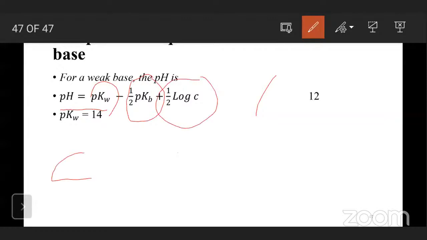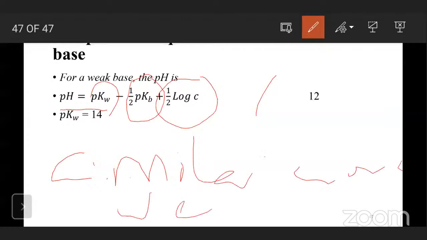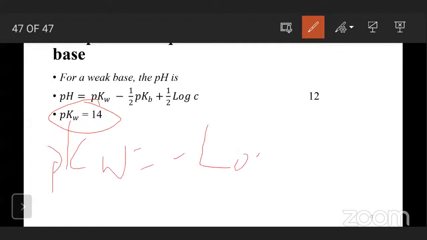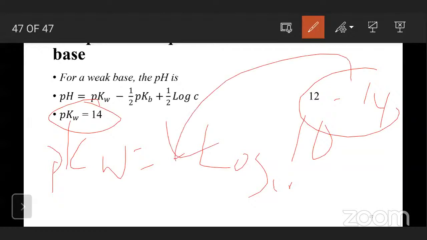What is C? C is the molar concentration of your weak base. Okay? What is pKw? pKw is actually 14. Just take it this way. And how did we arrive at that? We have already said that this is the negative logarithm to base 10. What is your Kw? That is 10 raised to power minus 14. And that was how we got 14 for the pKw.